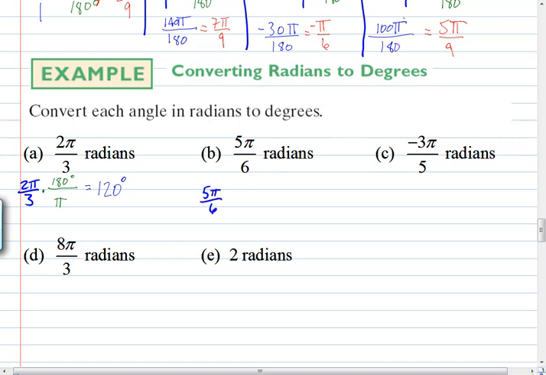We're going to multiply this by 180 over pi. Pi's are going to cancel out. 6 goes into 180 3 times. 3 times 5 is 150 degrees then. And then I just don't feel a strong need to do the rest of these. You guys got it, right?